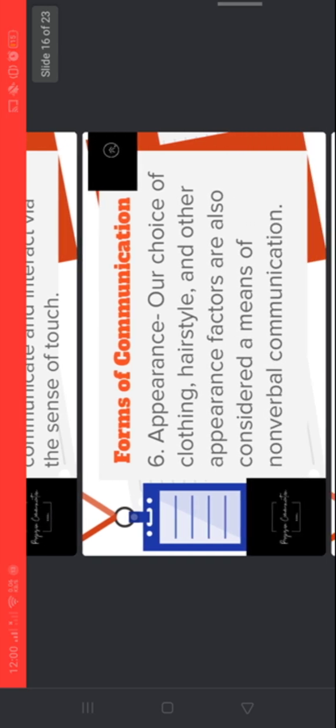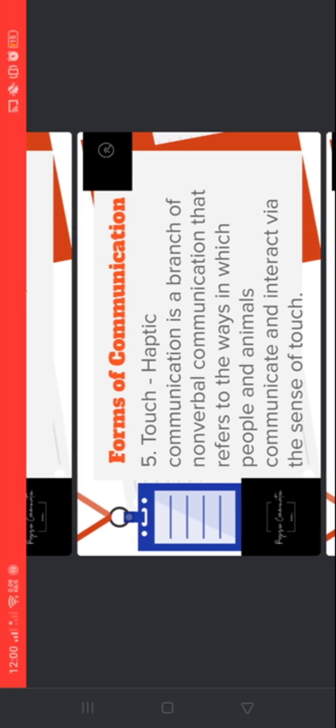Next one, okay, we may also include in the touch. How about, if you just bumped with other people? Is that considered as touch or communication? That is not intentional. It's not communication, okay? It means to say you are not careful. That's why you bumped with other people.